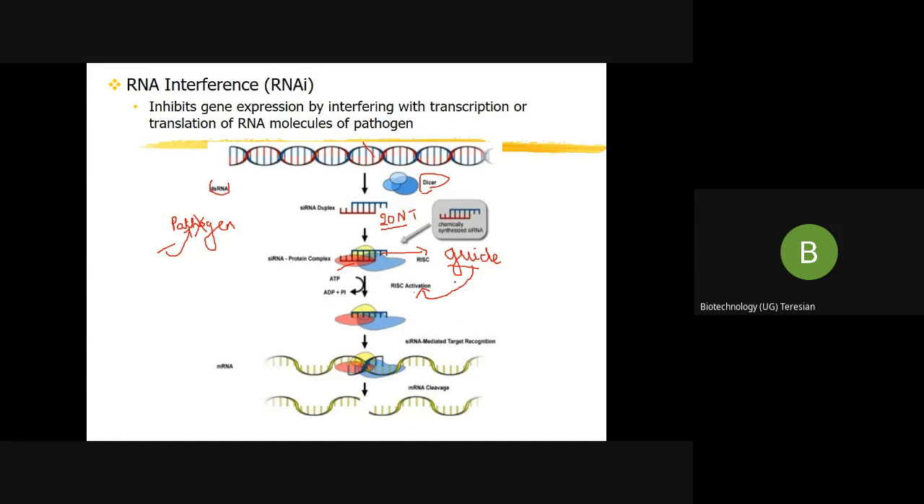So this will activate RISC, and it will guide this complex to bind and degrade your pathogen's mRNA. So that is the function. Once again, I'll repeat. This is a very important technique in crop improvement, known as RNA interference. What it does is inhibit gene expression by interfering with the transcription or translation of the RNA molecule of the pathogen.